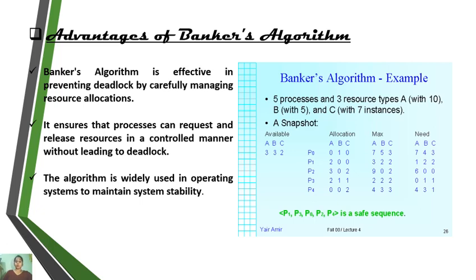Advantages of Banker's algorithm. Banker's algorithm is effective in preventing deadlock by carefully managing resource allocations. It ensures the process can request and release resources in a controlled manner without leading to deadlock. The algorithm is widely used in operating systems to maintain system stability.